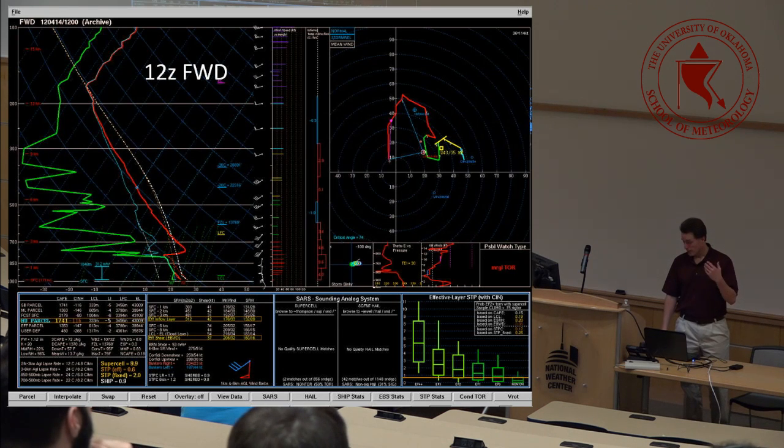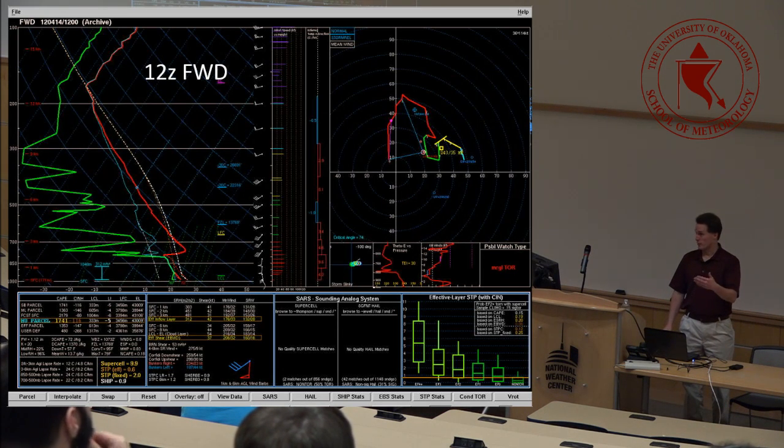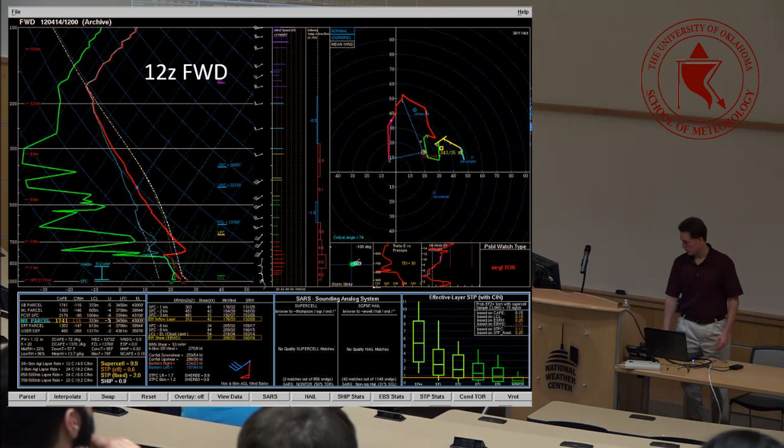I'll show you the radar. But there were limits. So, you know, you still have to be careful, and you never can let your guard down when you're trying to do this kind of forecast.